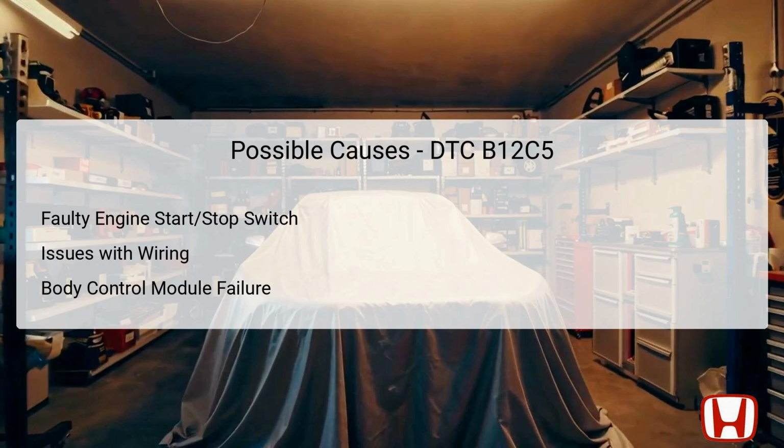There are several possible causes for the DTC B12C5 error. A faulty engine start-stop switch is a primary suspect. This switch may fail due to wear, external damage, or internal circuitry problems. Additionally, issues with wiring, such as broken or frayed wires in the circuit connecting the switch to the body control module, can also lead to this DTC being stored. These wiring issues can stem from physical damage or degradation over time.